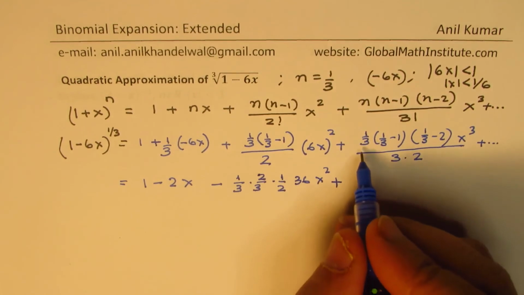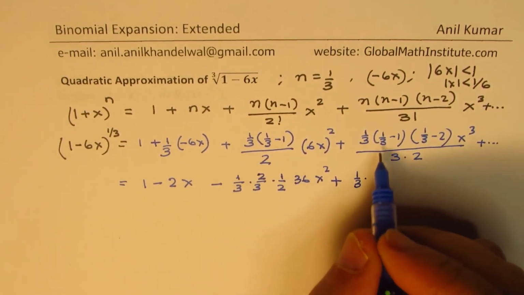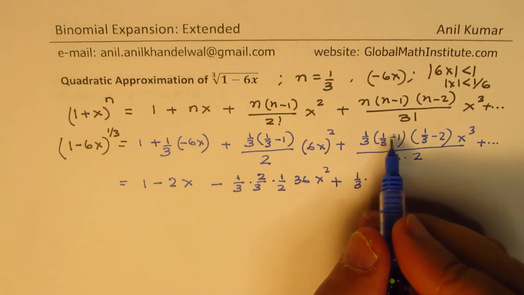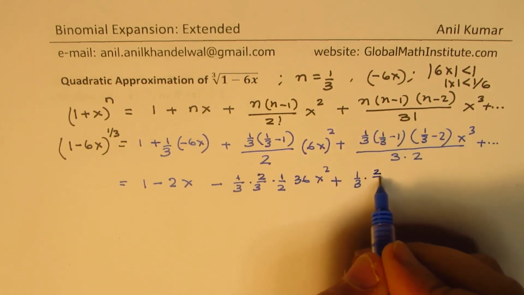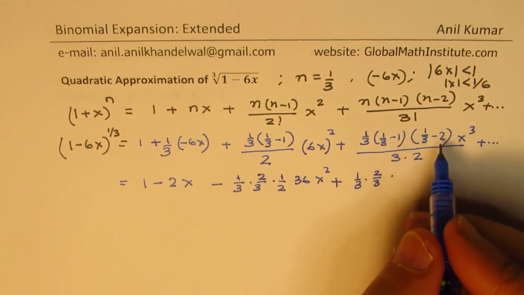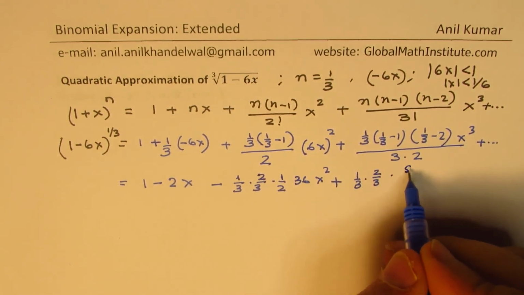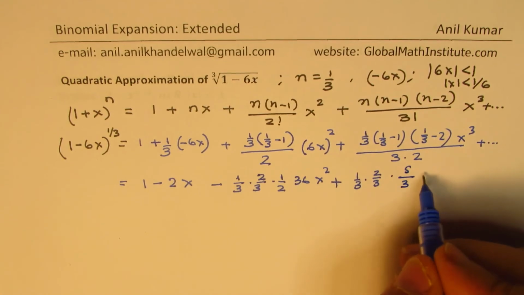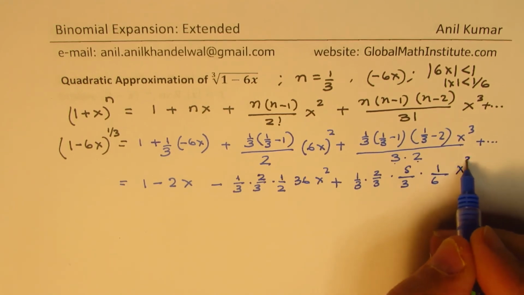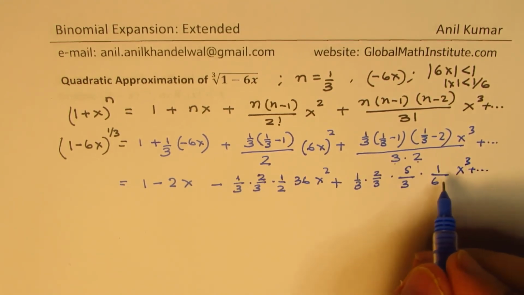Which is 1 over 3 times minus 3 minus 1 is 2, so we get 2 over 3. 6 minus 1 is 5, so 5 over 3 times, this is 1 over 6, right? 3 times 2, x cubed plus so on, correct?